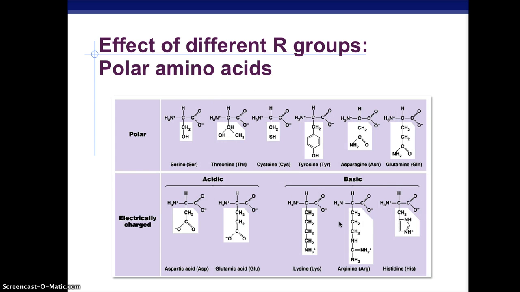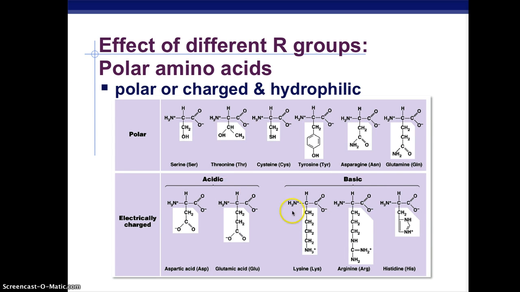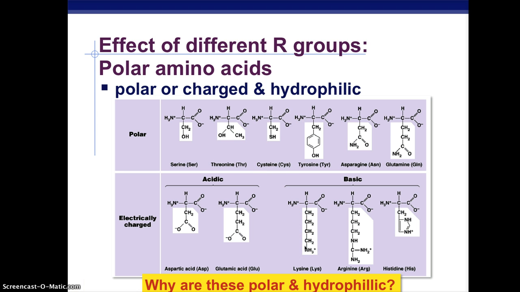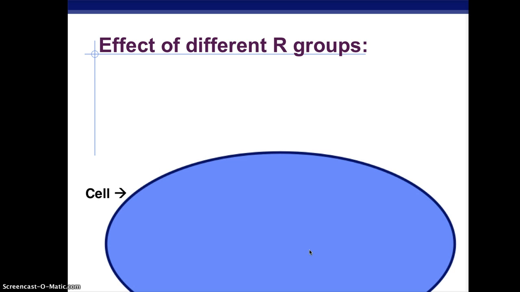We have polar amino acids, so ones that are polar or charged, that are hydrophilic, that will easily mix with water, and the way that we tell this is because they have functional groups sticking off of it. So here in serine, we see a hydroxide. Here in threonine, we see a hydroxide sticking off. A sulfhydryl on a cysteine, so on and so forth. So these are polar and hydrophilic because of the functional groups that are sticking off of the R group.